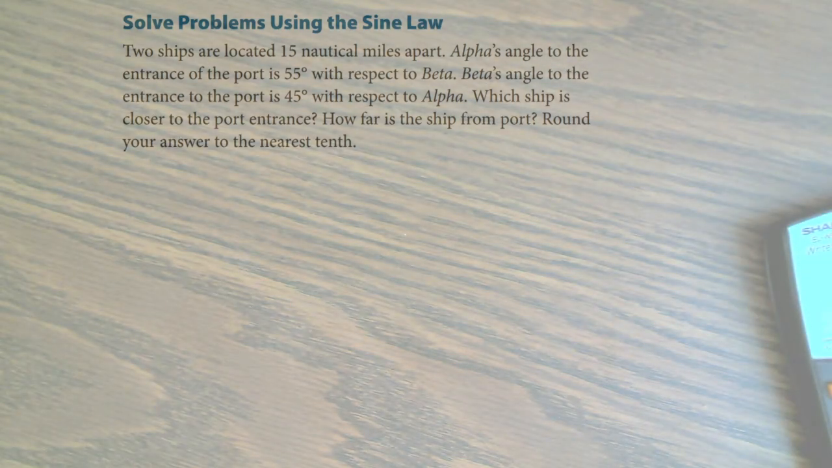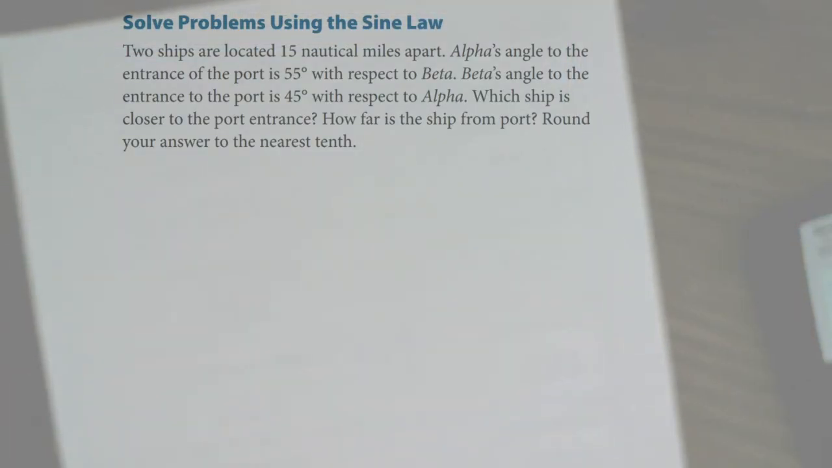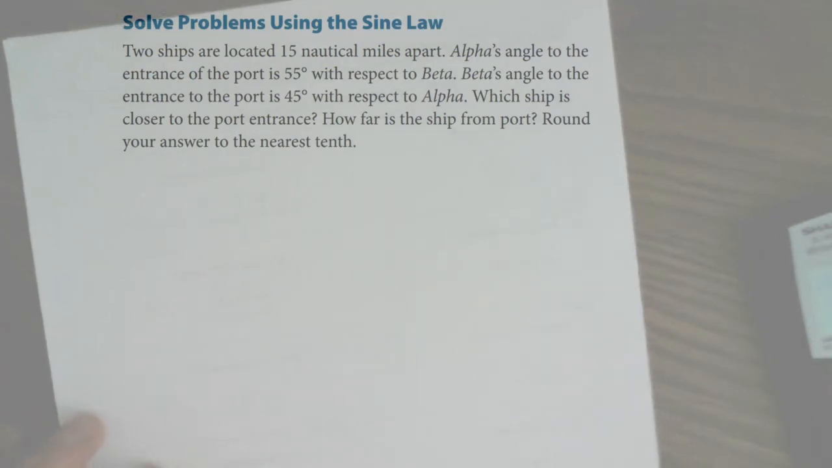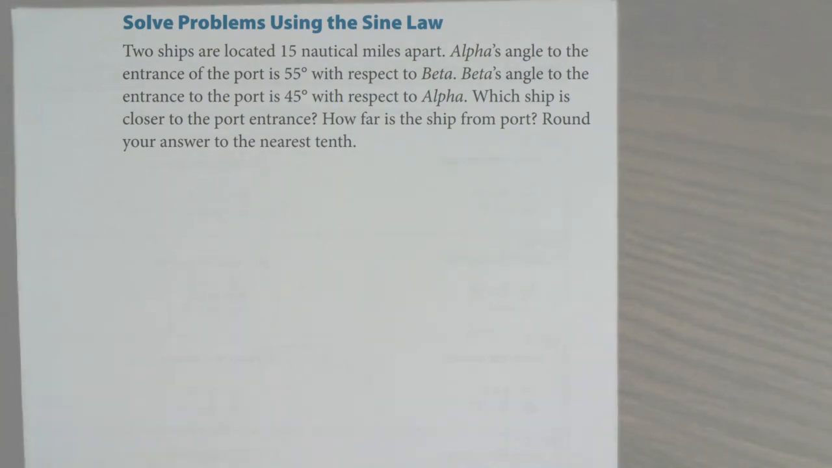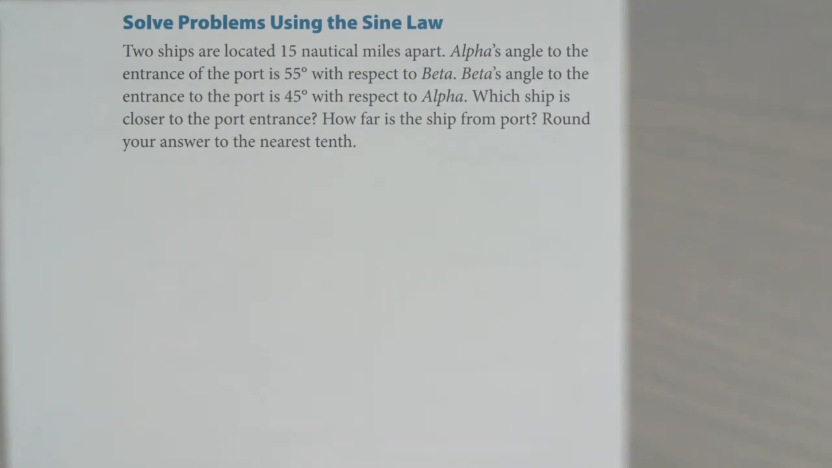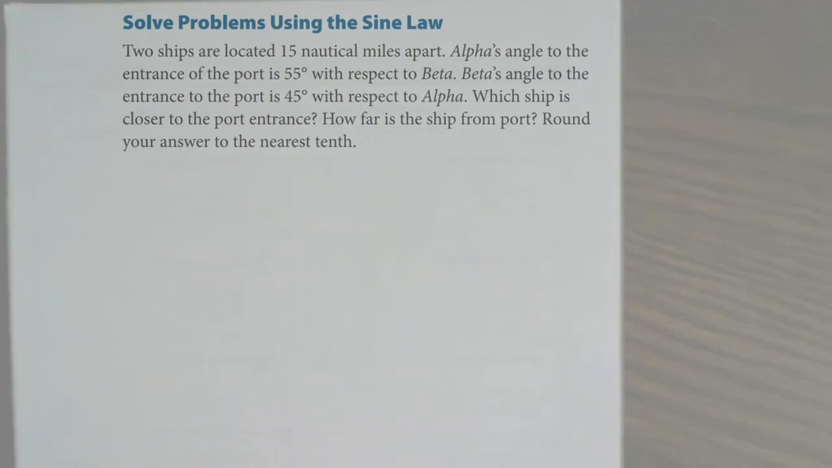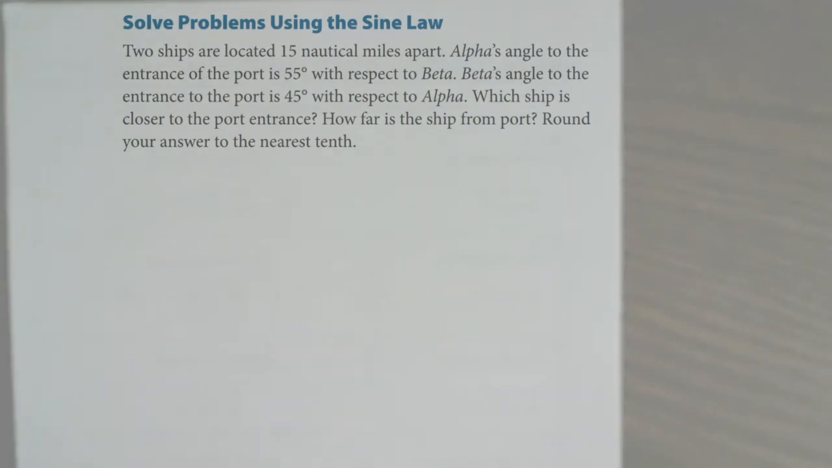Two ships are located 15 nautical miles apart. Alpha's angle to the entrance of the port is 55 degrees with respect to beta. Beta's angle to the entrance to the port is 45 degrees with respect to alpha. Which ship is closer to the port entrance? How far is the ship from port? Round your answer to the nearest tenth.